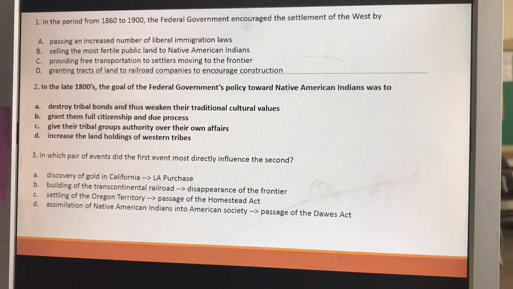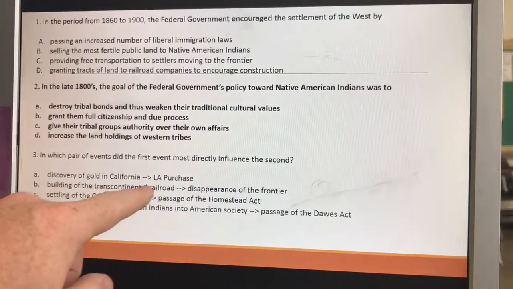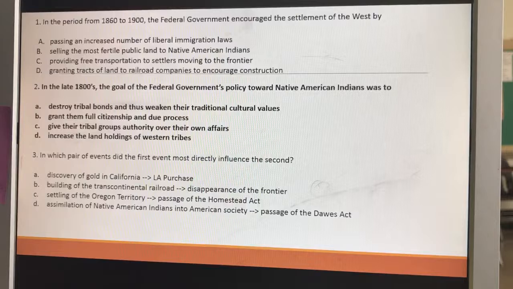The best answer here of an event that led to another is going to be B. When they built the Transcontinental Railroad, all that open range, all that wilderness went away and became cities and towns, and the buffalo were gone. The Indians were after that. So the Transcontinental Railroad changed everything in America.